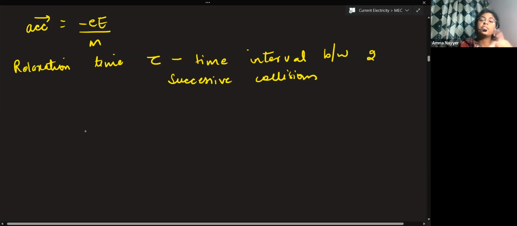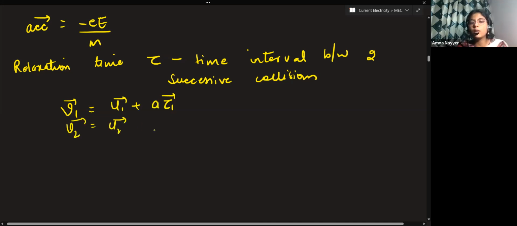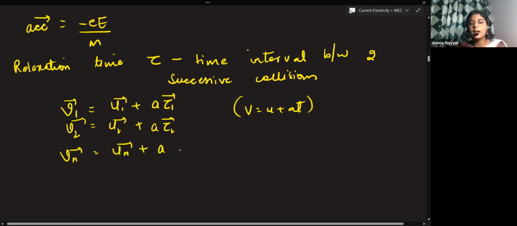Now, if you remember, V is equal to U plus AT from your motion in 1D. Final velocity of first electron will be what? U1 plus A tau 1, relaxation time for the first one. For the second electron, it will be U2 plus A tau 2. Why am I writing V is equal to U plus AT? I'm just putting values of each electron there. N number of electrons are there. So Vn will be Un plus A tau n in this manner. All right.